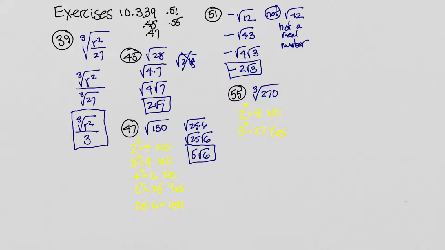So what we're going to do then is write this cube root of 270 as the cube root of 27 times 10. Let's break them apart: the cube root of 27 times the cube root of 10. And the cube root of 27, we know that's 3, so we get 3 cube roots of 10. So what we're saying here now is that if you have one cube root of 270, that's equivalent to having 3 cube roots of 10.